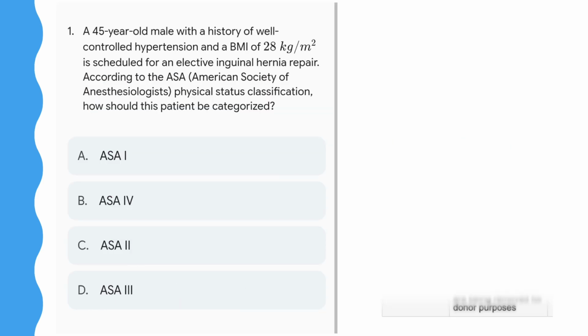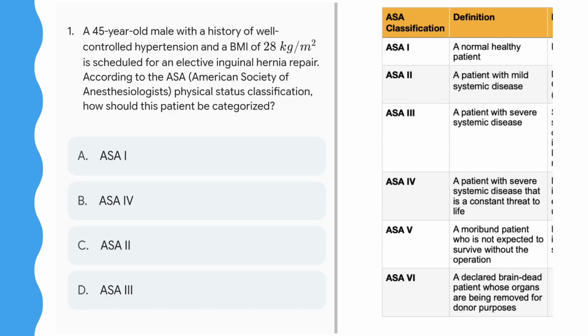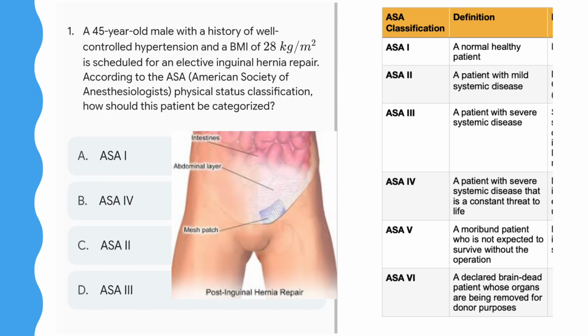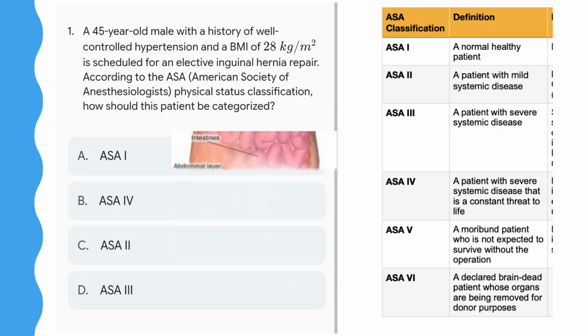Next question. Question number 1. A 45-year-old male with a history of well-controlled hypertension and a BMI of 28 kg per meter square is scheduled for an elective inguinal hernia repair. According to the ASA, that is American Society of Anesthesiologists, physical status classification, how should this patient be categorized? Options are: option A, ASA1; option B, ASA4; option C, ASA2; option D, ASA3. The correct answer is ASA2.